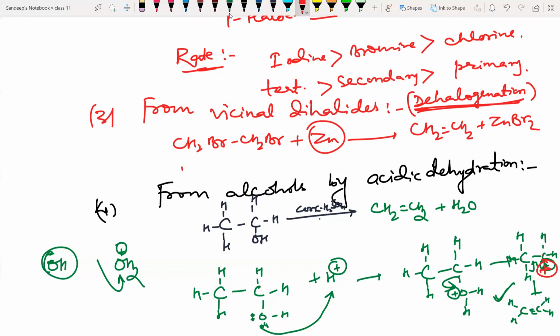Now this carbocation pulls the electron from this carbon, asking the proton to give the electron and go away. So this reaction removes the H plus, that means the H plus from the acid is acting as a catalyst. Understood? Yes, sir.